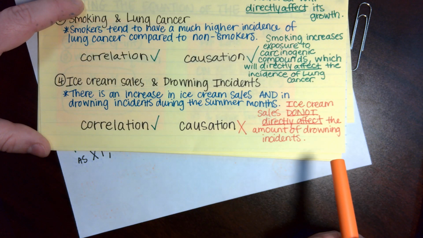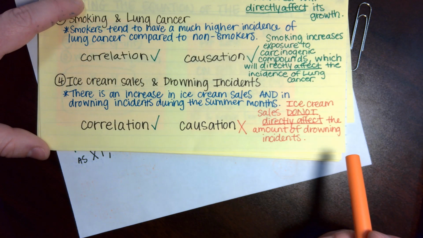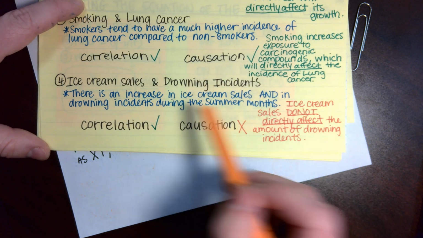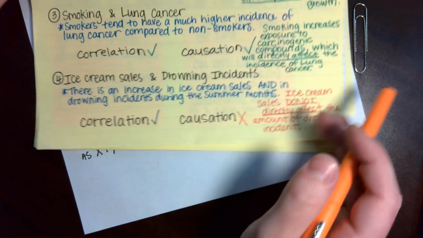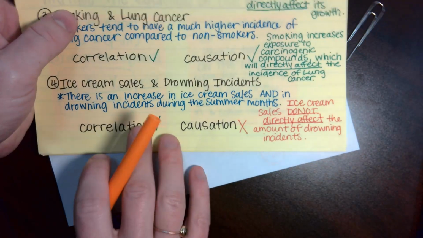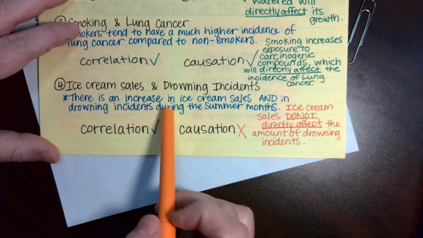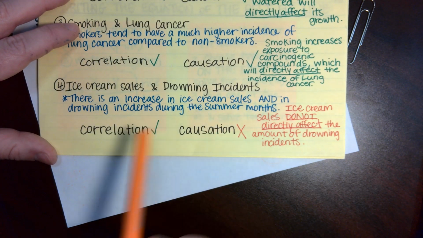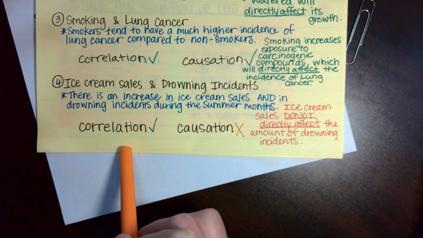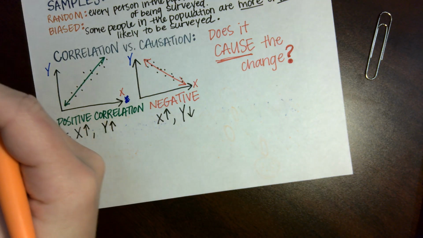It has nothing to do with ice cream. If I buy more ice cream, that doesn't mean that more people are going to drown. That doesn't mean the way to solve the drowning problem is to shut down ice cream shops. It just means that there was something else affecting both in a different way. You know, in the summer months, it's hot. When it's hot, people like ice cream. When it's hot, people like to swim. When you're swimming more, you're more likely to have a drowning incident. Okay? So those are not involving causation.